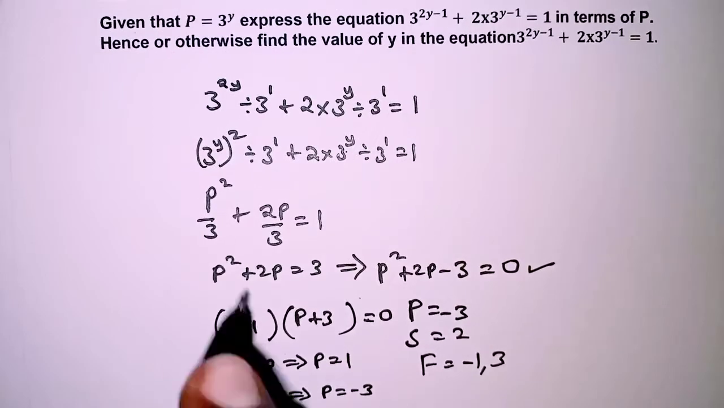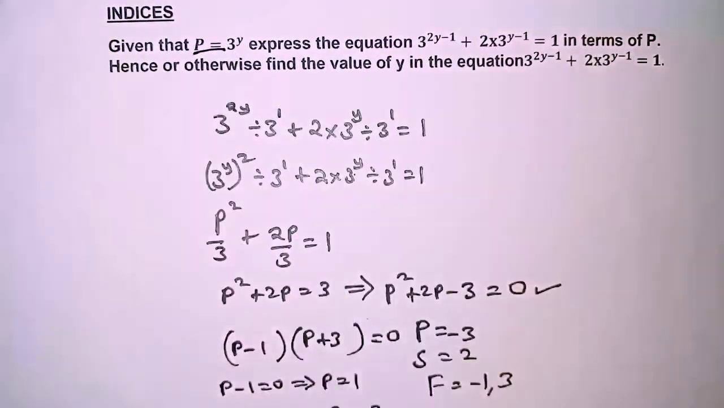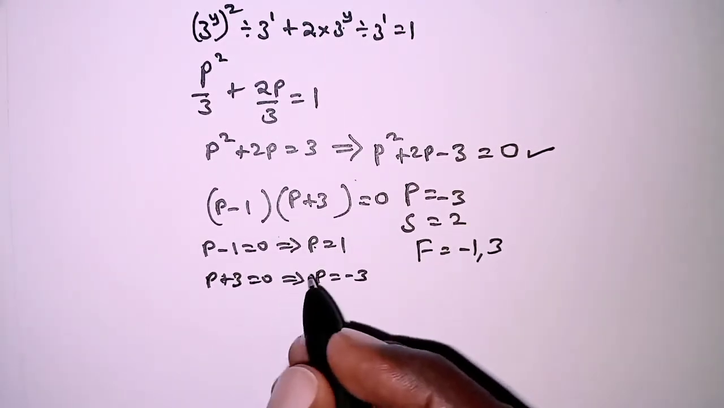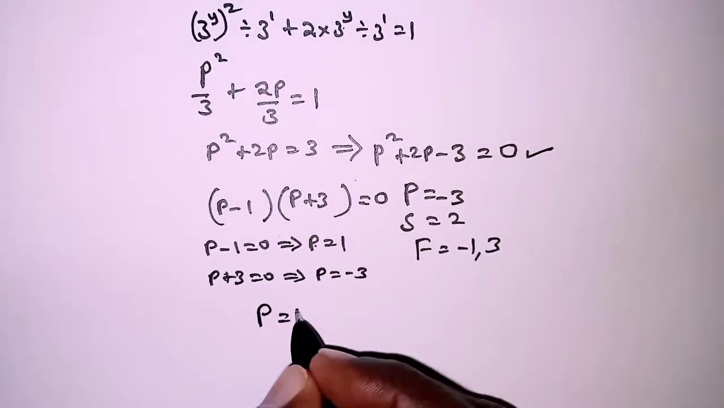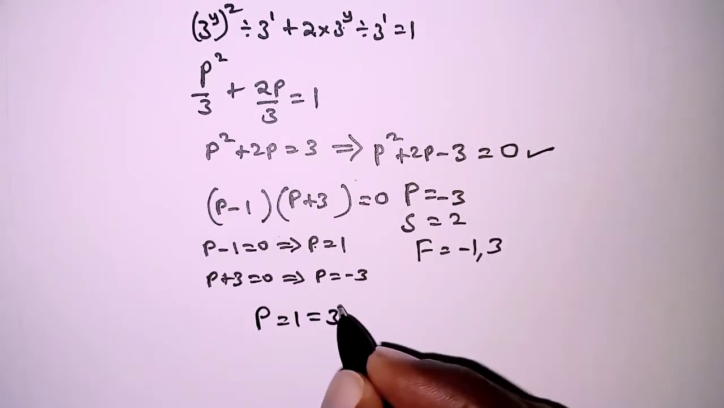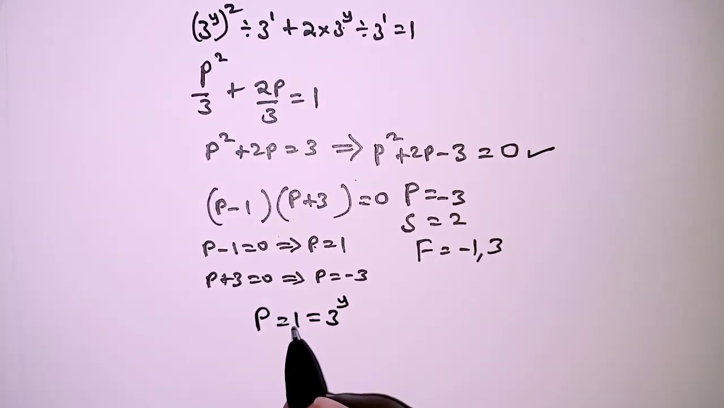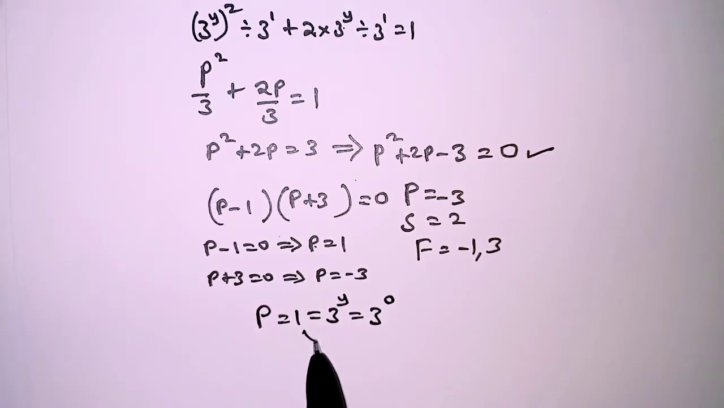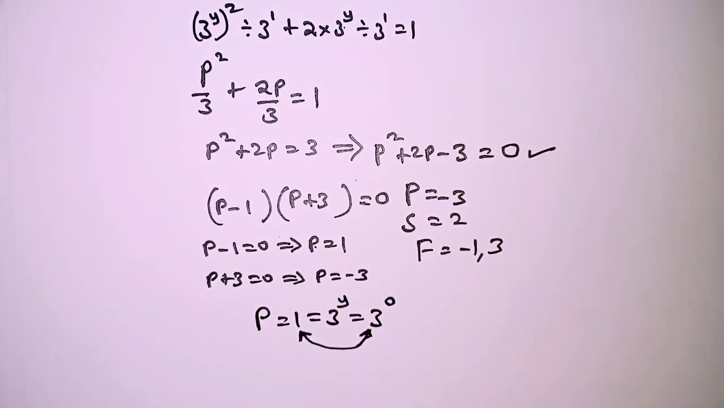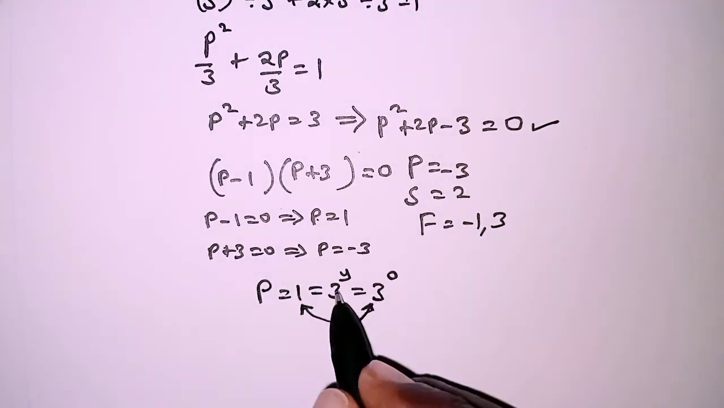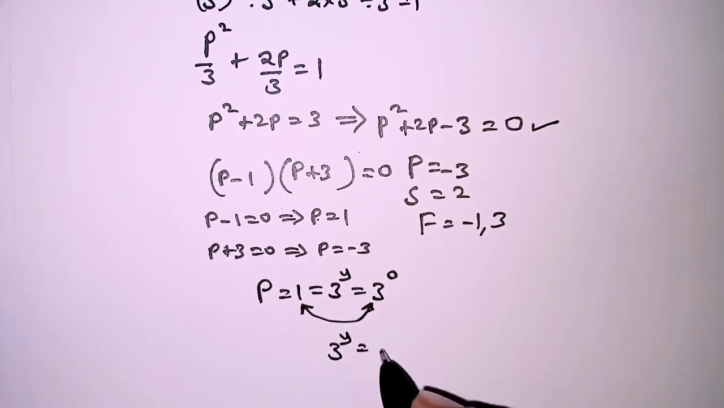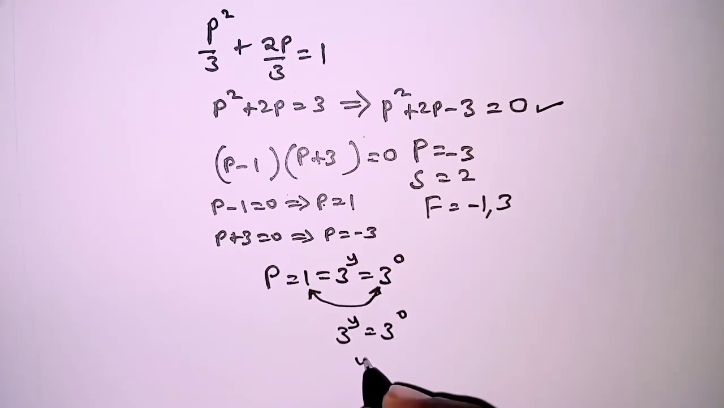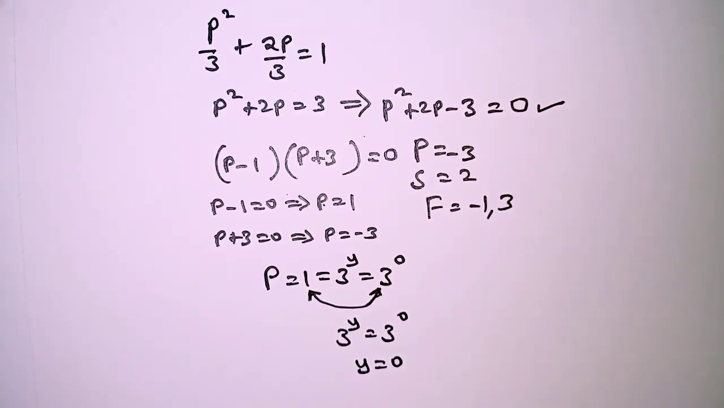From the equation we are told that p is 3 power y, so bringing that back here, p is equal to 1, and p we know is 3 power y, so 1 is just the same as 3 power 0, so this and this mean the same thing. Taking this part and this, 3 power y is equal to 3 power 0, equating them simply means dropping the bases, and we will have y equivalent to 0.